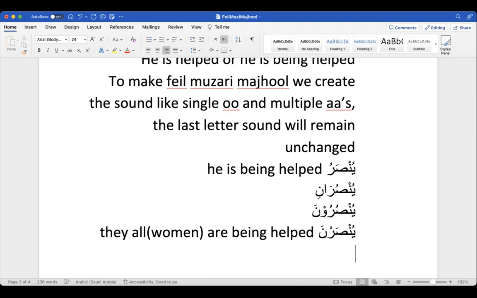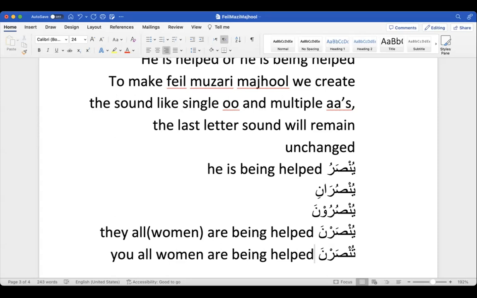Okay. Then you have the Anta version again. Tunsaru, Tunsarani, Tunsaruna, Tunsarina, right? Tunsarani again, Tunsarna. So I'll write the Antuna version. So you have Tunsarna. So it means you all ladies or women are being helped. You all women are being helped.